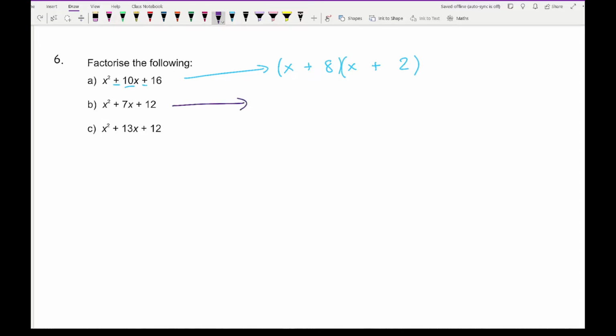For the next one, it's going to be x and x. And then so here, two numbers that multiply to give me 12, added together to give me 7. Here I'm looking at 3 and 4, and again, they're both going to be plus. And then finally, for C, two numbers that multiply together to give me 12, added together to give me 13, where it's going to be 12 and 1. And there again, they are both pluses.